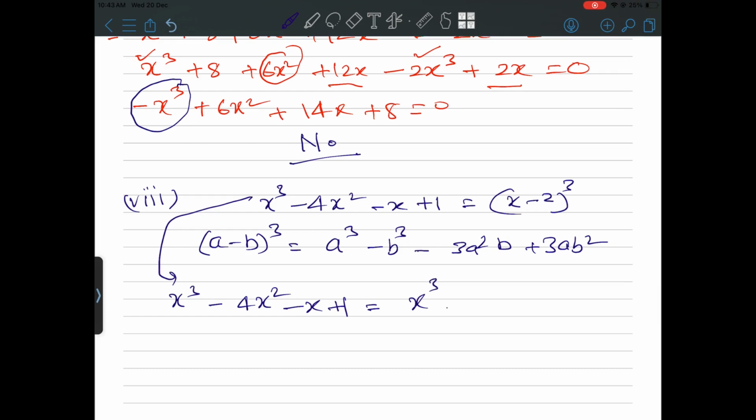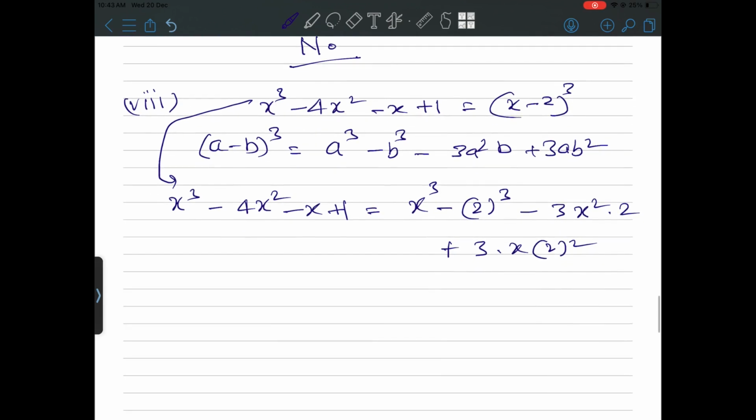So this becomes x cube minus, 1 second, let me rub it, minus 2 cube, minus 3. A is what? A is 2. So x is square and b is what? 2. So this. Then we have plus 3a is x and b is 2. So we can say it's a 2 square, right? So now let's simplify this.